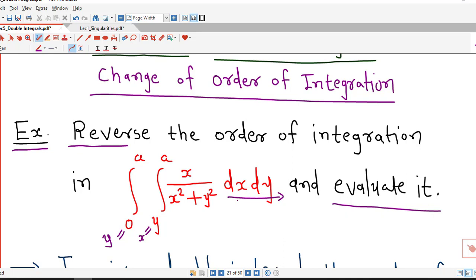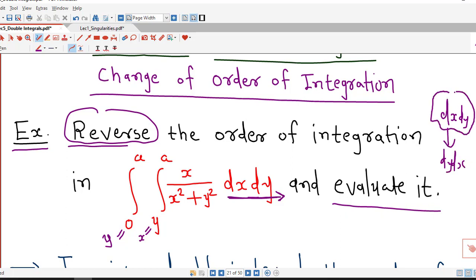Now if we consider this order, then we have to consider a horizontal line, or this order is obtained by imagining a horizontal line through the region of integration. But here we are asked to change the order of integration from dx dy to dy dx. For this order we use a horizontal line. So to change the order of integration we will consider a vertical line passing through the region.